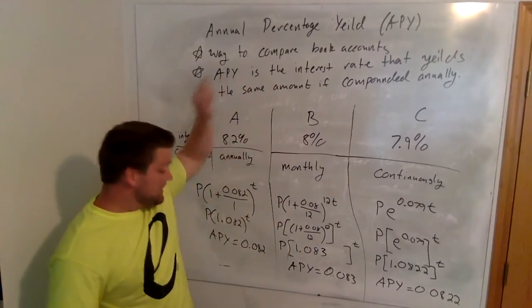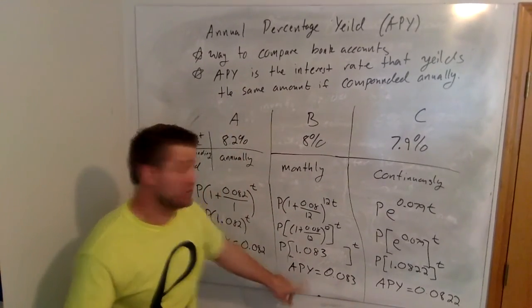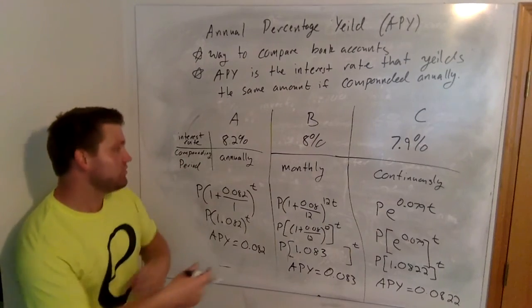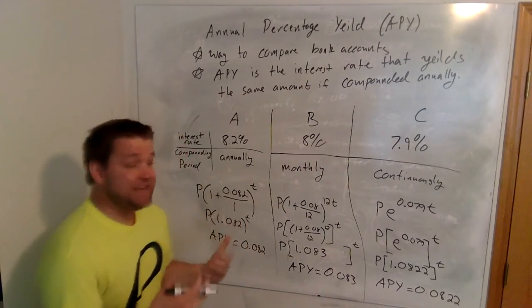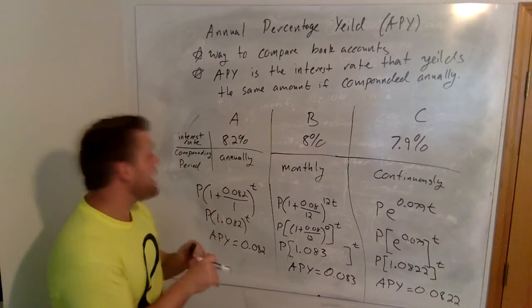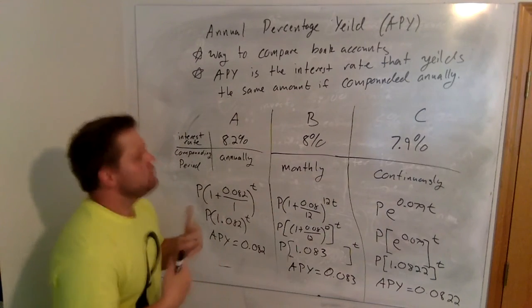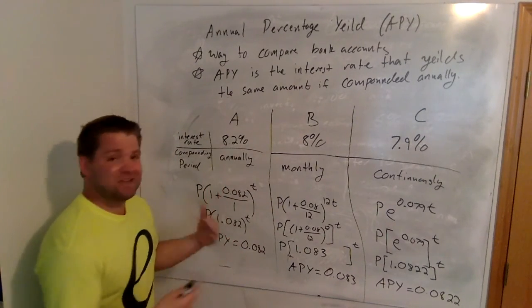B is the best. It's got the best annual percentage yield. This is a way to compare these bank accounts. Your bank legally has to tell you the APY. They don't want banks confusing people.